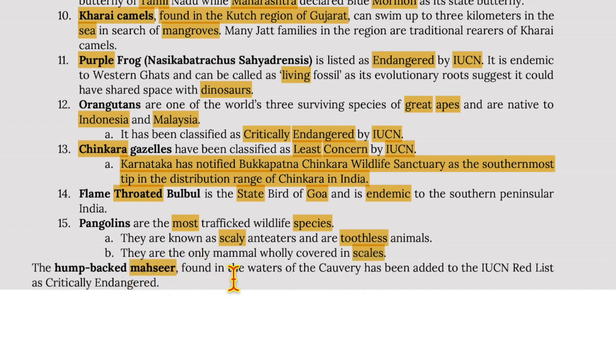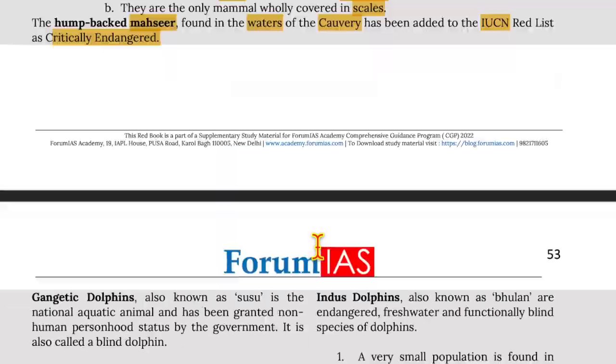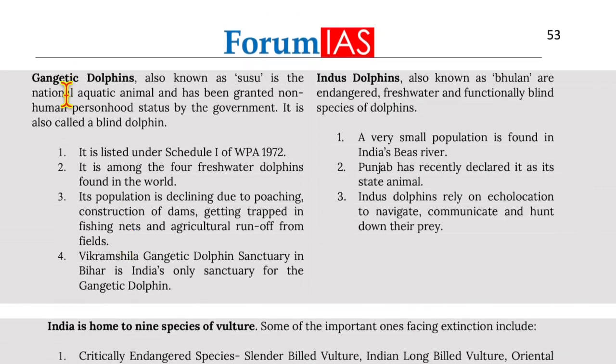The humpback mahseer, found in the waters of the Kaveri, has been added to the IUCN Red List as critically endangered. They have a hump on their back. Now, moving on to Gangetic dolphins, also known as susu, the national aquatic animal, which has been granted non-human personhood status by the government. It is also called the blind dolphin. It is listed under Schedule 1 of the Wildlife Protection Act of 1972. It is among the 4 freshwater dolphins found in the world.